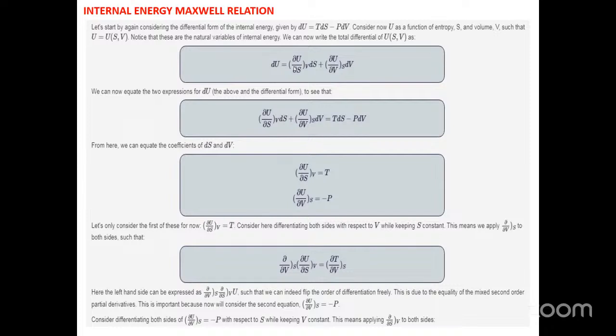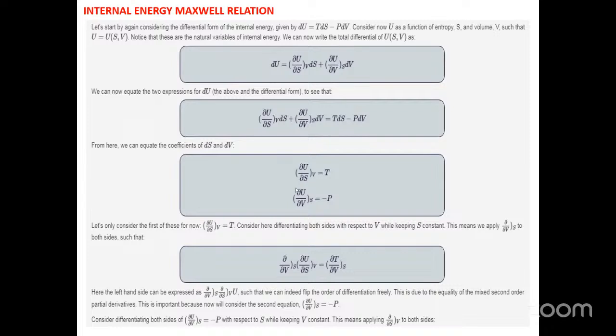So dU is equal to dou U by dou S suffix V dS plus dou U by dou V suffix S dV. Also we equate this with the expression dU is equal to TdS minus PdV. Very good. So the same equations we are getting here, right? I think you are understanding well. The coefficients we are taking of dS and dV: dou U by dou S suffix V we take as T, and dou U by dou V suffix S we take as minus P. So finally we get dou by dou V suffix S of dou U by dou S suffix V is equal to dou T by dou V suffix S. How are we getting this one?